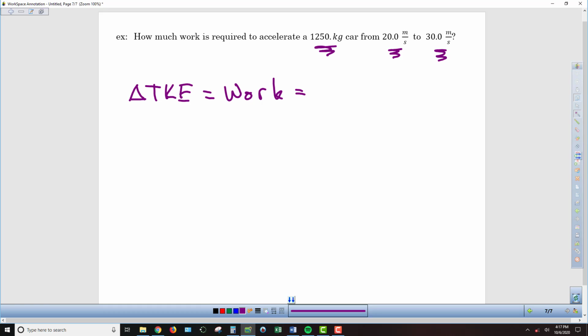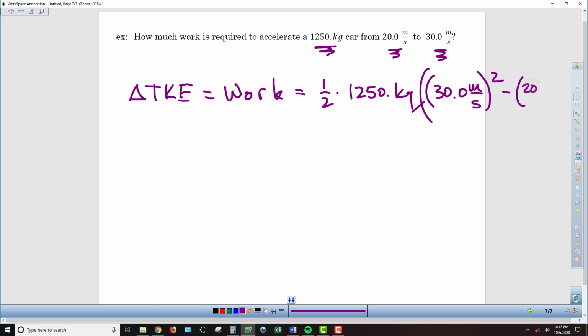And so again, we're in SI units, so we can ignore the g sub c. So we've got 1/2 times the mass, 1,250 kilograms. And then it's going to be the difference of the squares of the velocities. So the final velocity is that 30 meters per second squared, and then I'm going to subtract that 20 meters per second, and then that needs to be squared as well.